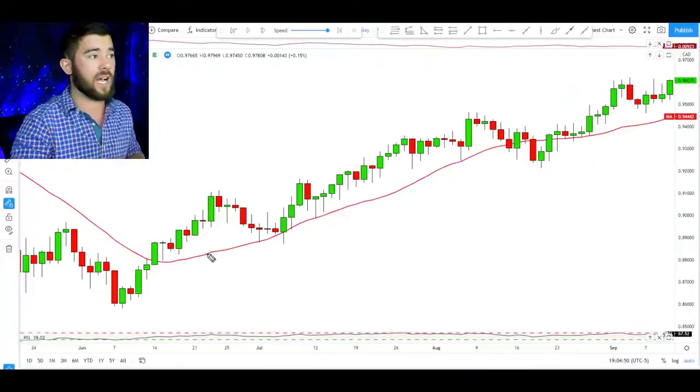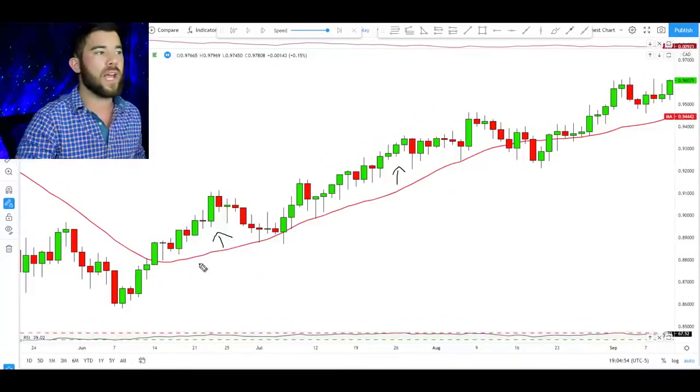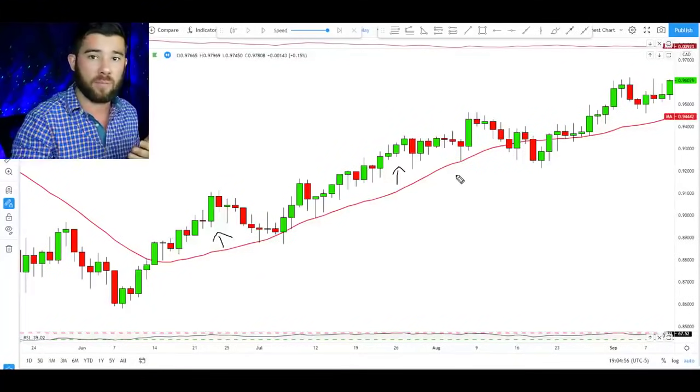So let's talk first, how do we use flag patterns? We now know what flag patterns are. How do you use them? Well, I use them to capitalize on volatile trends. What did we talk about earlier? A volatile trend oftentimes stays above the 20 period moving average. As you can see on the chart here, we have price staying above the 20 period moving average.